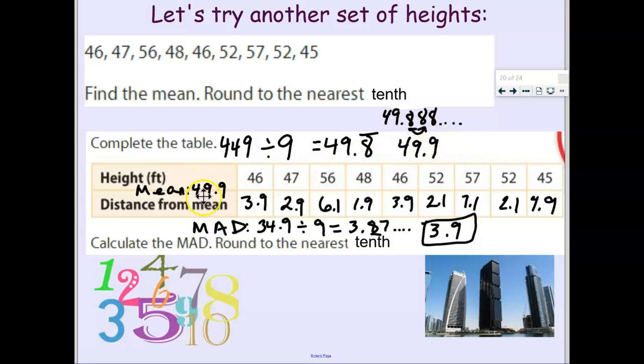So that's my mean. I subtracted and I got all this fun stuff. I added that up and I got 34.9. I divided by 9 and I got that, which rounds to 3.9. So hopefully you made that happen as well.